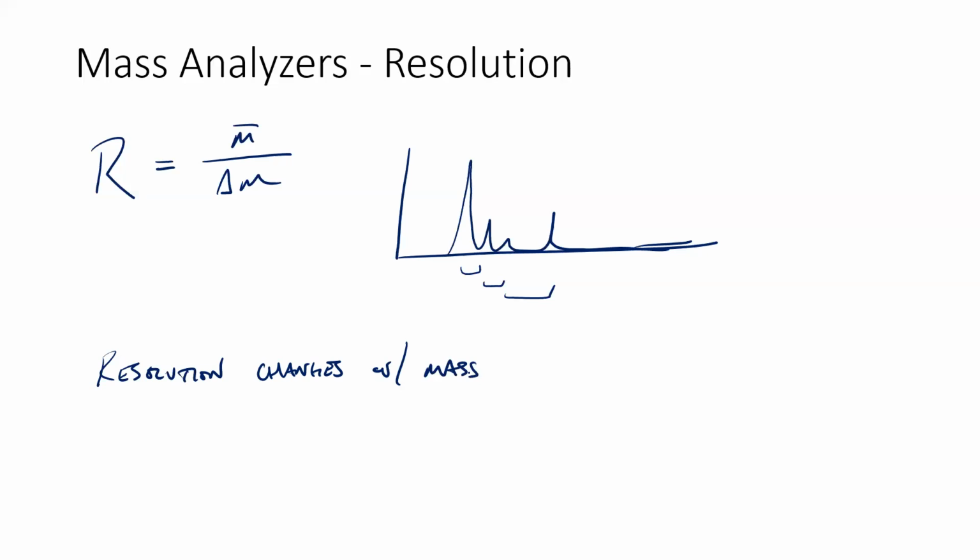And so when we talk about instrument resolution, most of the time, they're going to talk about resolution somewhere around the 200 M over Z range, right? It's not a set thing. And so when they talk about resolution, you got to kind of think about it: okay, what are we resolving at what masses? And so different mass analyzers have different resolutions. We'll talk a little bit about that.